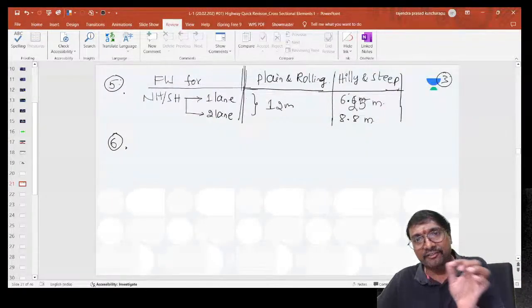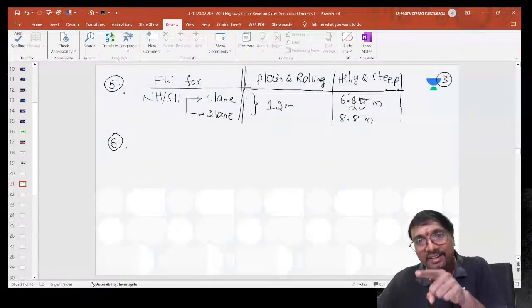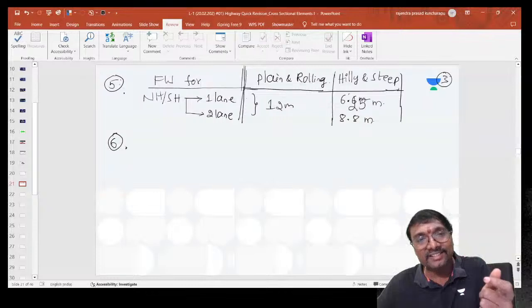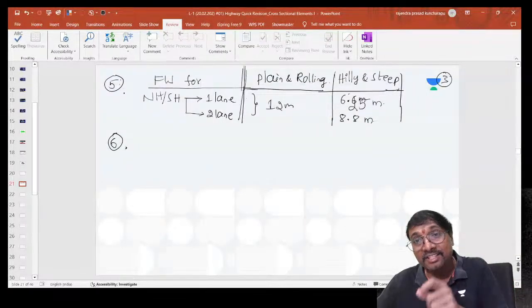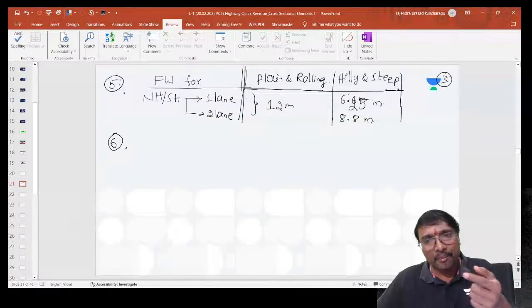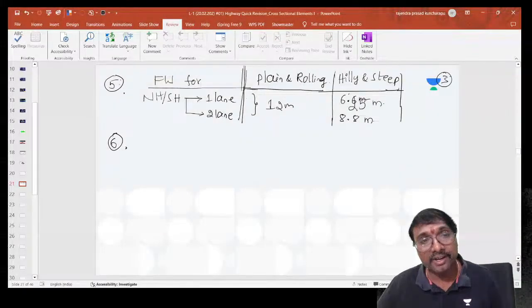So is sufficient width of shoulder available or not? 6.25 meter is the total width of this formation, and for single lane the carriageway is 3.75, so 6.25 minus 3.75 gives the shoulder width available. And for two lane, 8.8 minus 7 is 1.8 meters. So here if you observe, as the number of lanes increases, the shoulder width is decreasing, no?